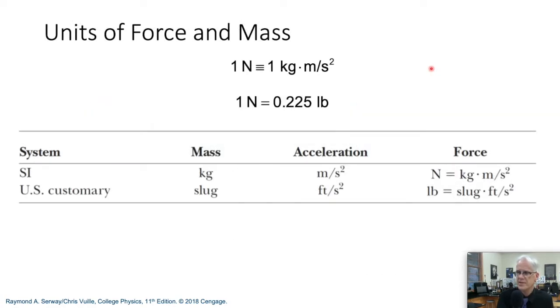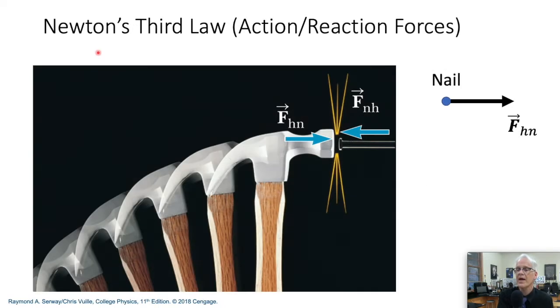We've talked about newtons before, but now let's define it. A newton is a kilogram meter per second squared. 1 newton of force will accelerate 1 kilogram by 1 meter per second squared. The conversion factor between newtons and pounds is 1 newton equals 0.225 pounds. And finally, let's take a look at Newton's third law. This is the law that has to do with action and reaction forces.